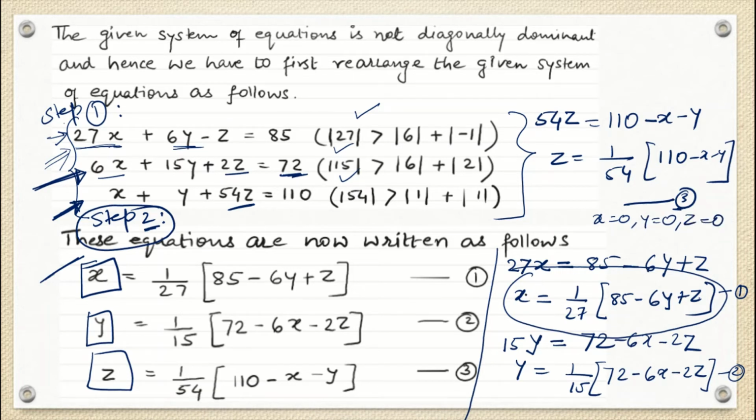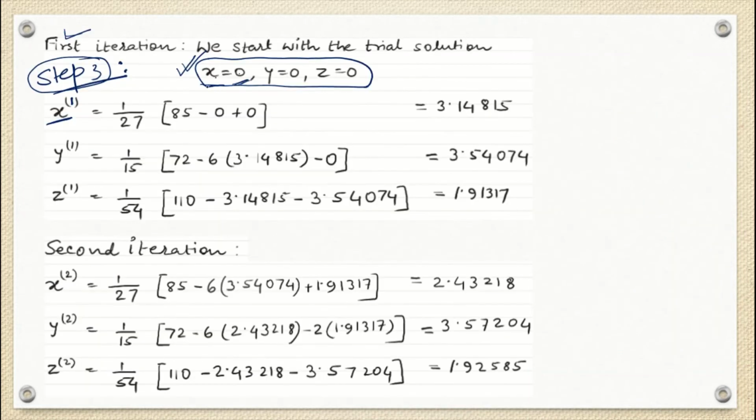In my first iteration, we want to know the new value of x. In my right hand side, I am going to use the value of y as 0, and the value of z as 0, so that I will be getting some new refined value of x. Same thing we are doing here: we are using the value of y as 0 and the value of z as 0.